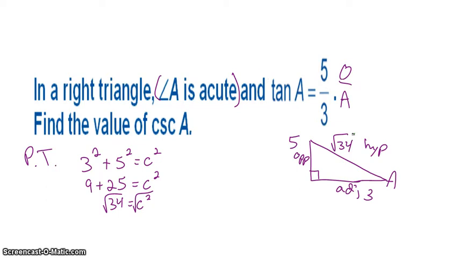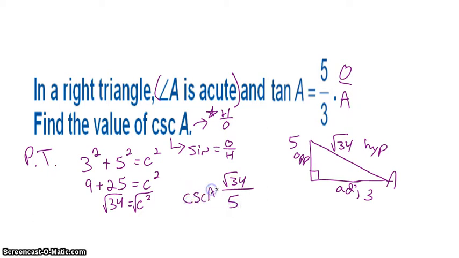Now, I need to find the value of my cosecant of A. Because it's not one of my three SOH CAH TOA ones, I need to think, alright, what does cosecant go with? Cosecant goes with sine. Sine is opposite over hypotenuse. Therefore, I'm looking for the hypotenuse over my opposite. Hypotenuse is root 34. My opposite is 5, so my cosecant of A is root 34 over 5. You would have to rationalize if you had a radical in the denominator, but we do not here, so we don't have to worry about it.